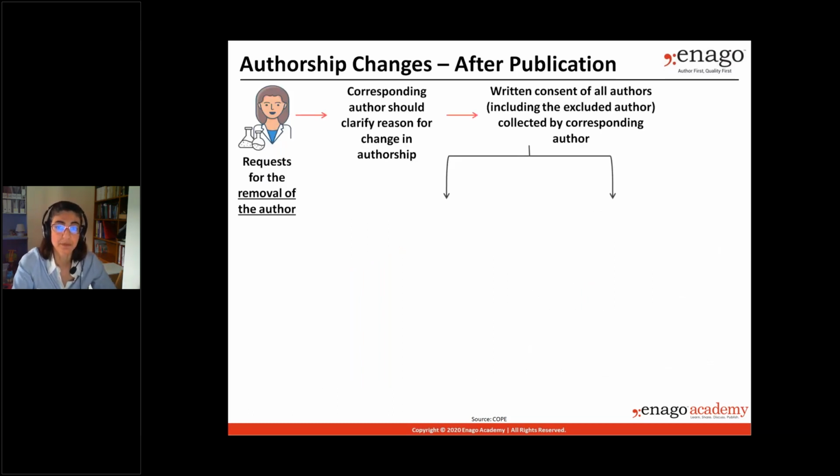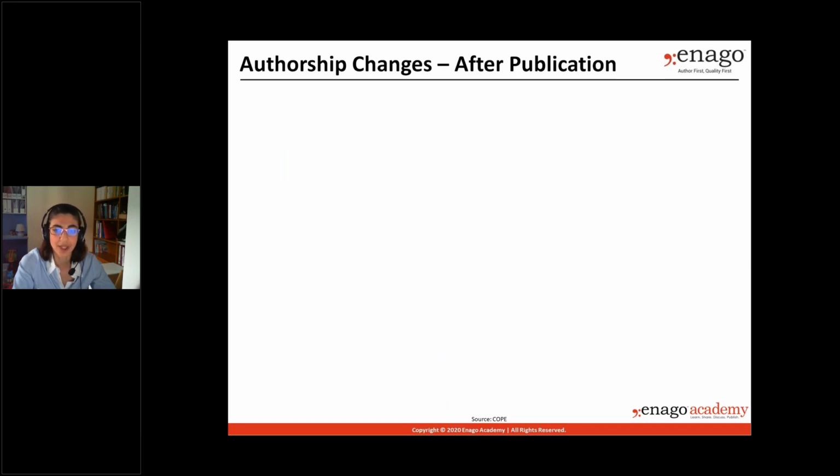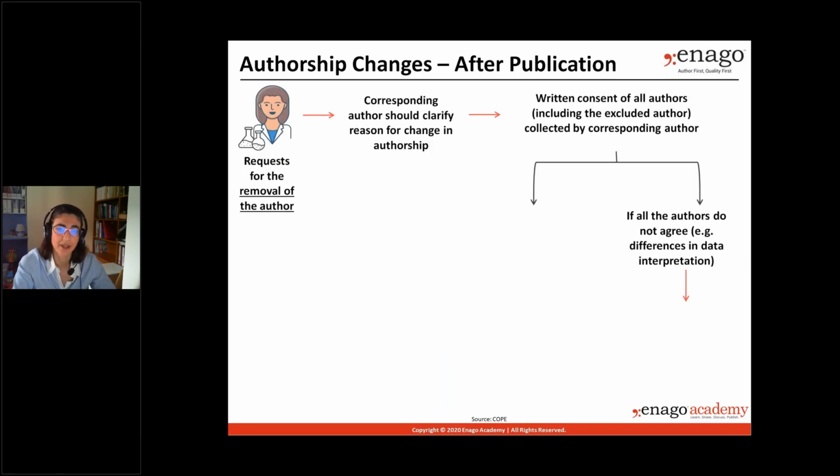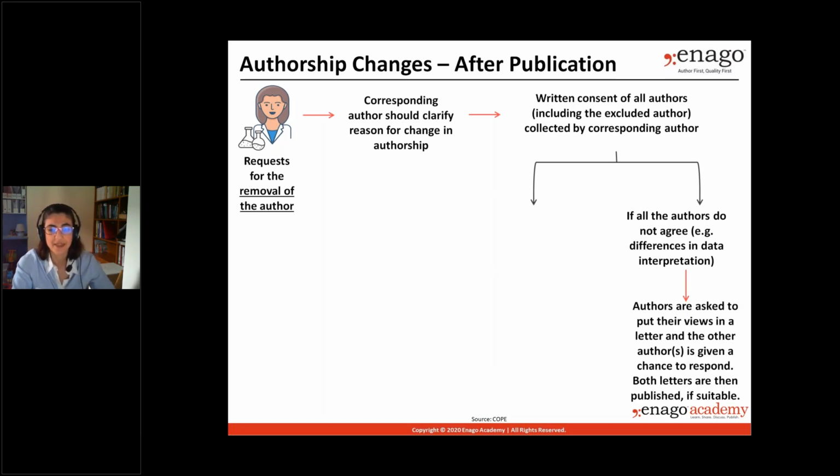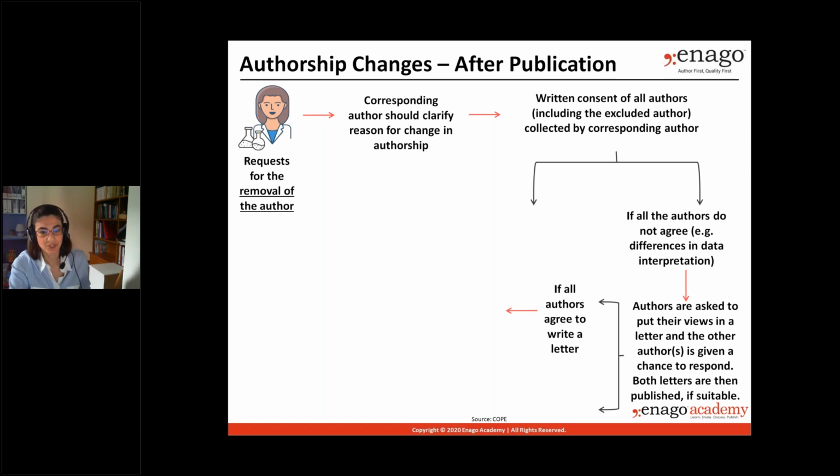Now, if an author needs to be removed after publication, the first steps of the process are the same. Written consent needs to be obtained from all authors, including the author to be removed from the author list. If they all agree, we proceed as usual. If they do not agree, however, and each one interprets the situation differently, then the different authors are asked to put their views in a letter and explain how they view the situation, why they think an author should remain or be removed from the manuscript, and if necessary, these letters can be published.